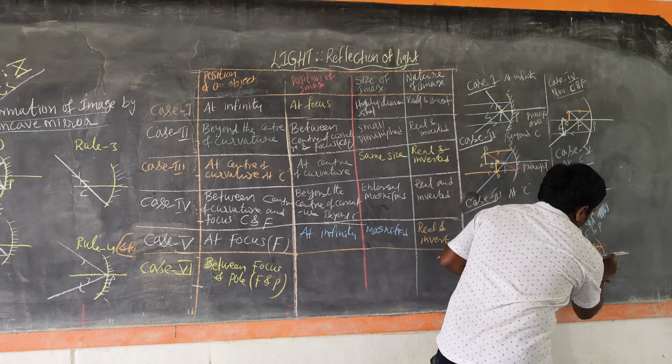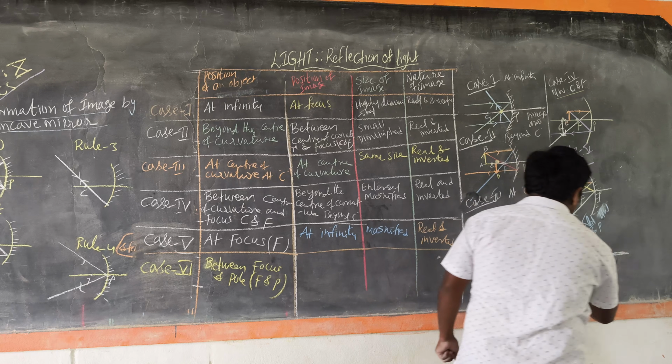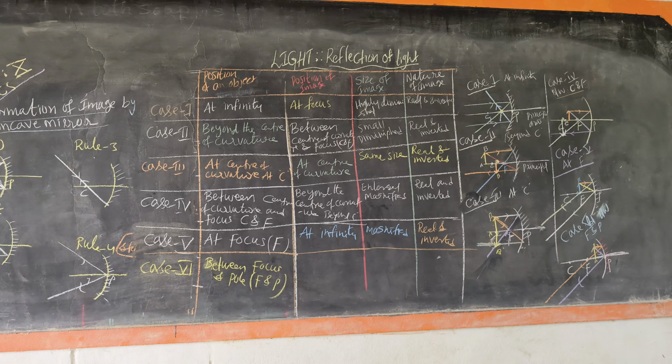After it is reflected by making some angle with the focus, with the principal axis. Then extend these two, they won't meet at any point. So now extend these reflected rays back. What will happen? They meet at one point.